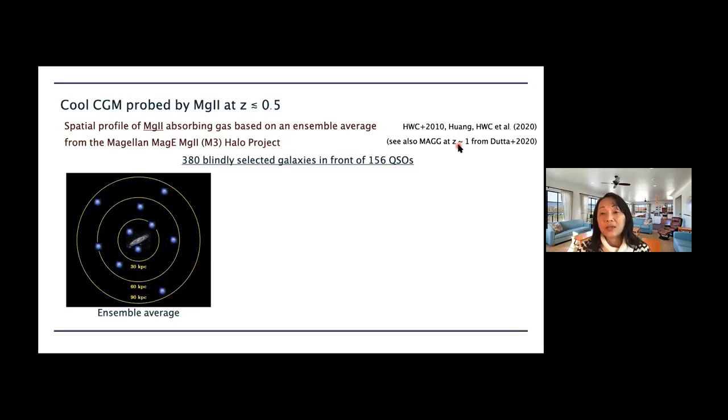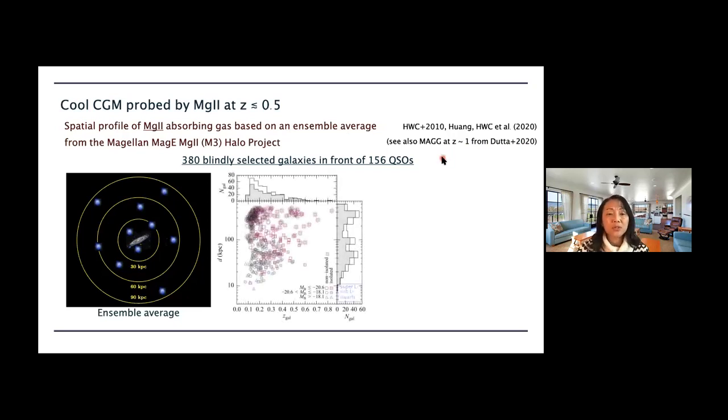And the surprising thing is their finding is very much consistent with what we see at low redshift. So just to continue summarizing the sample properties: of all the 380 galaxies, you can see the redshift distribution and also the impact parameter distribution between the quasar sightline and the location of the galaxy. It goes all the way out to about 500 kpc, and it covers a wide range in luminosity.